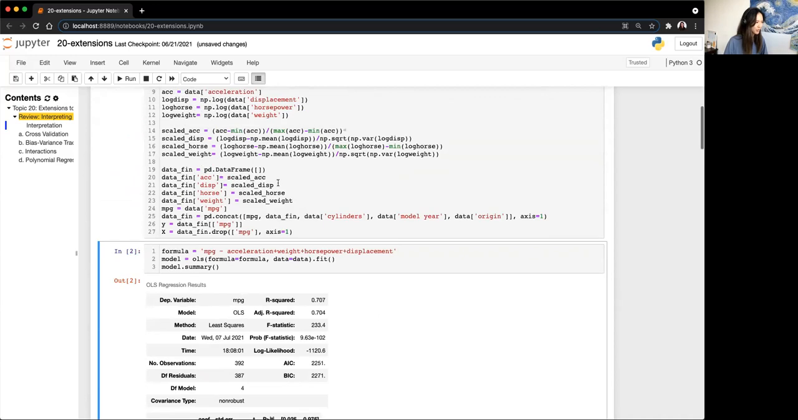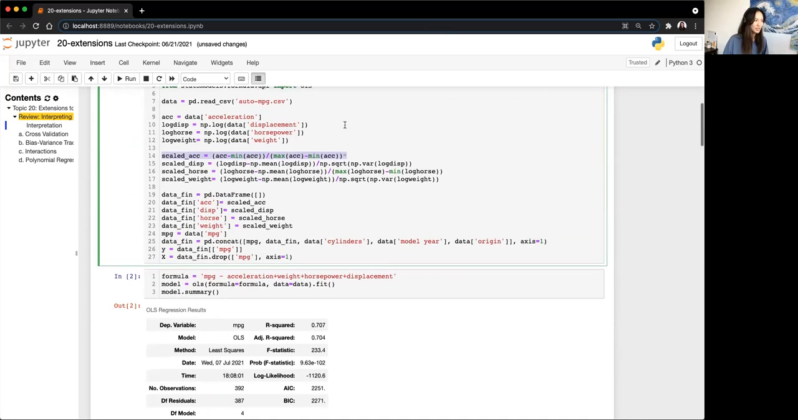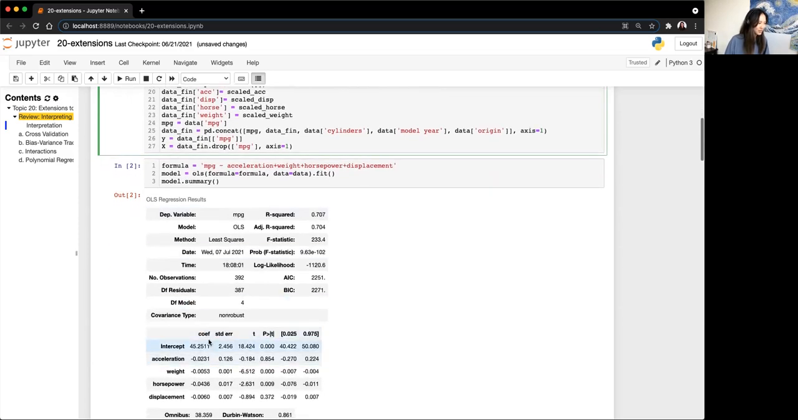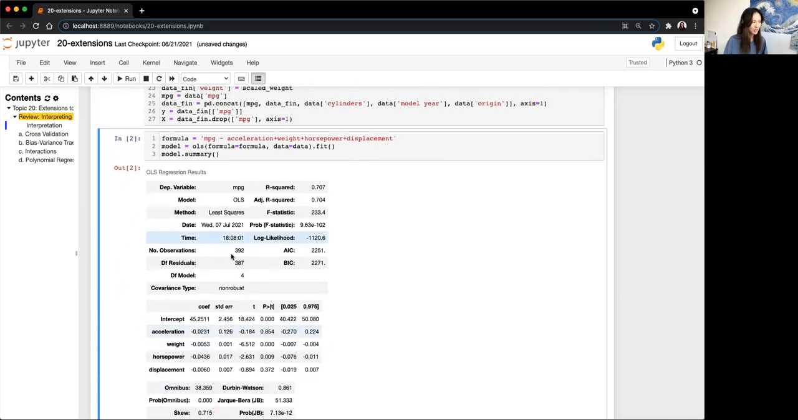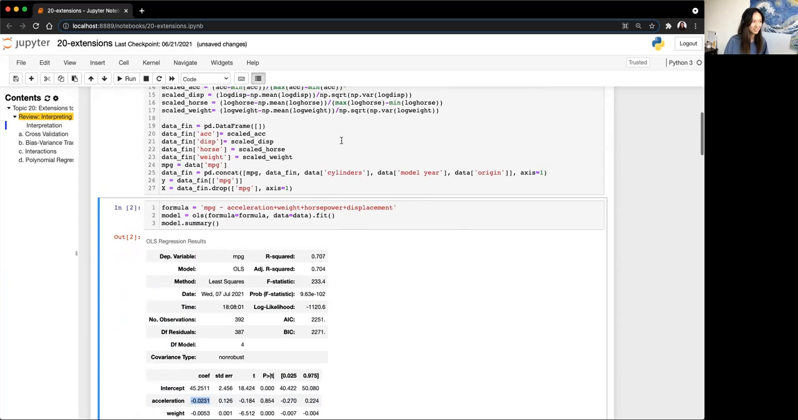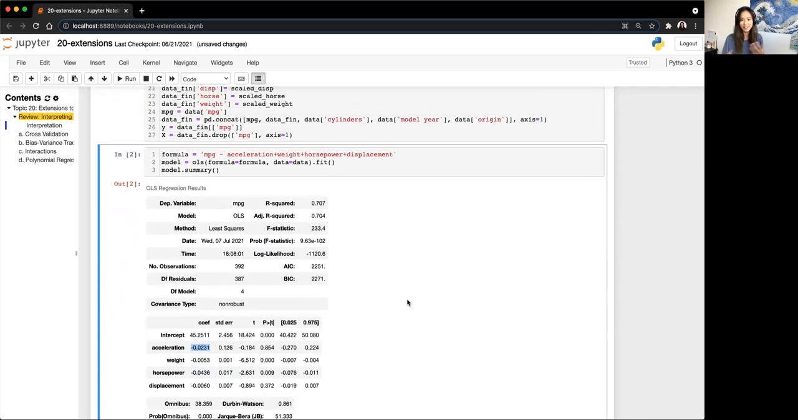In this example, we've also done a bunch of scaling. So here we see that we min-max scaled acceleration. So what do we do if we do some scaling? Here you can see that the acceleration coefficient is negative 0.02. So what does that mean? It means that a 1 unit change in scaled acceleration leads to a negative 0.02 change in the miles per gallon. So how do we make sense of that in real life terms?